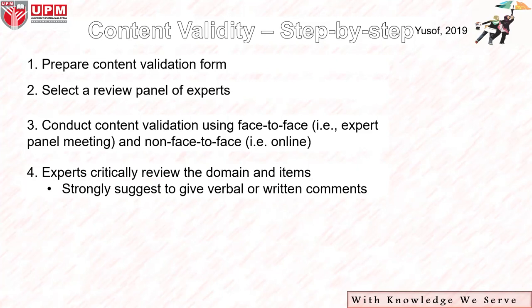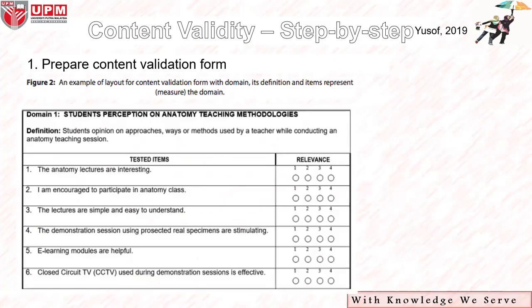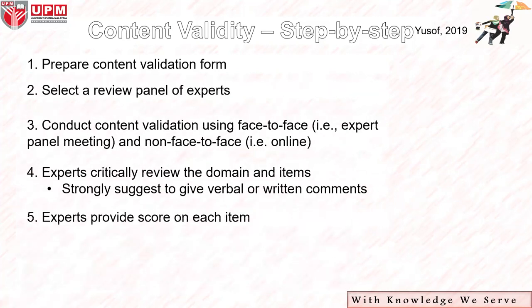Experts critically review the domain and items. I strongly suggest giving verbal or written comments. Meaning that next to the relevance column, you add one column which is remarks, so that your expert can include their comments if any improvement is needed. Then experts provide a score on each item, and then you can calculate the content validity index, CVI.